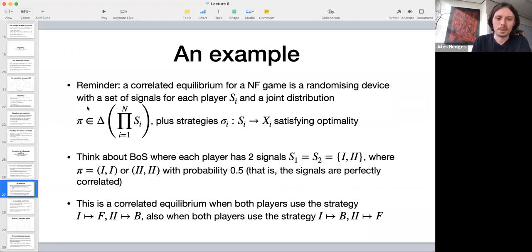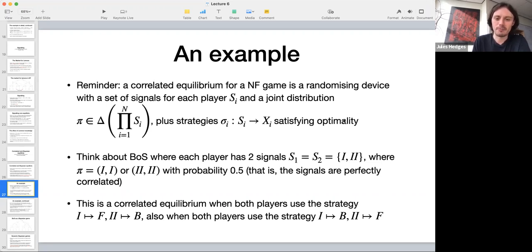If you remember, a correlated equilibrium for a normal form game is going to consist of a set of signals for each player and a joint distribution on all of the signals, plus strategies for each. So this is for pure strategies. A strategy for each player is a function from the signals they could receive to the moves they could play, satisfying optimality.